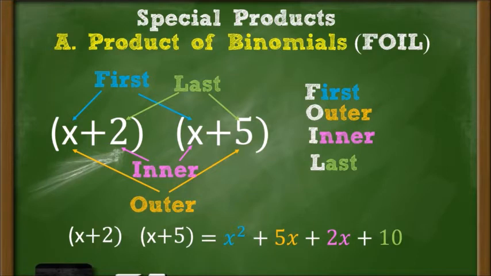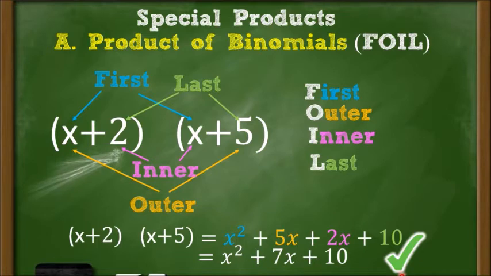Now observe that at the center, you still have two terms that are similar. You have two terms with a variable x. So what you need to do here is add similar terms. So the result now is x squared plus 7x plus 10, since you added 5x and 2x, giving you 7x for the middle term. So the final answer is a trinomial, which is x squared plus 7x plus 10. That is correct. So that's how you use the FOIL method.